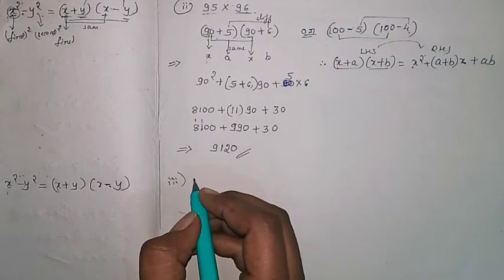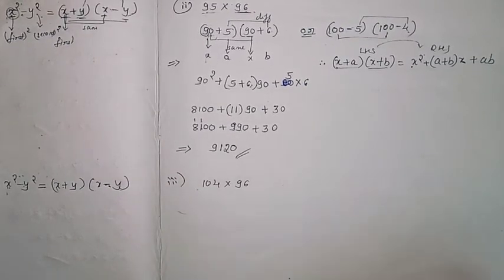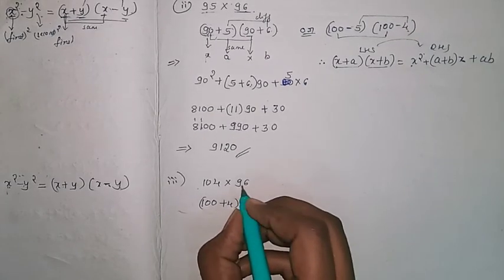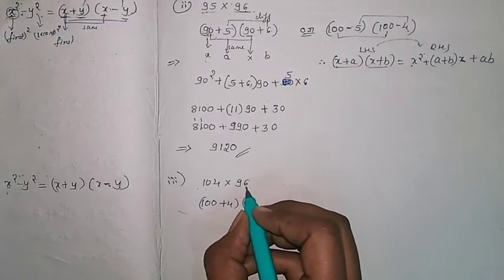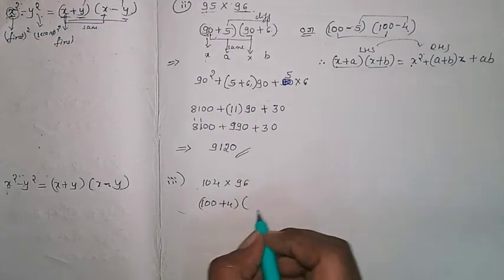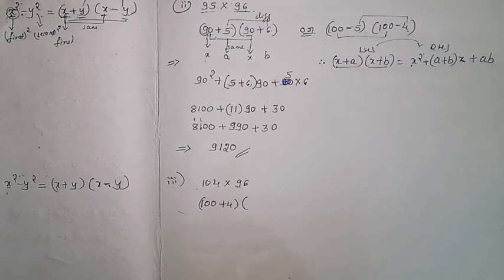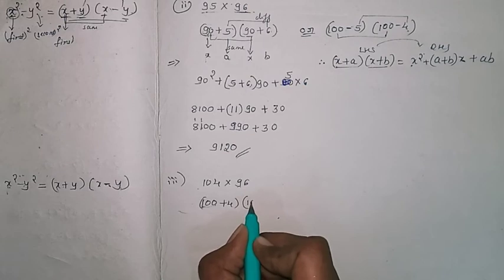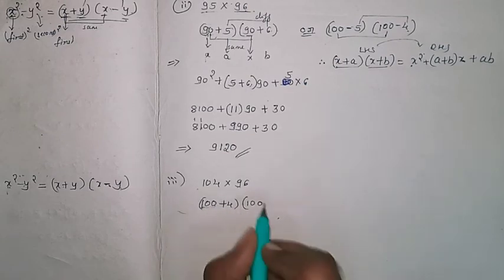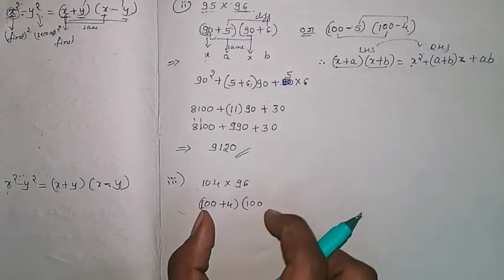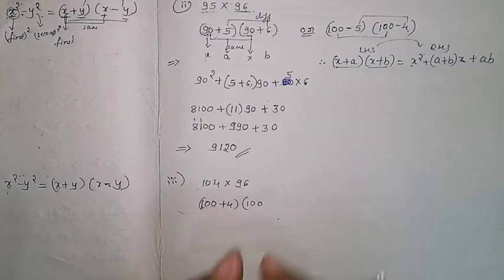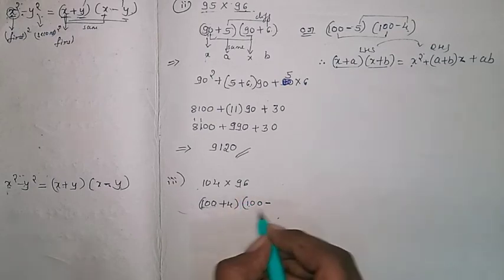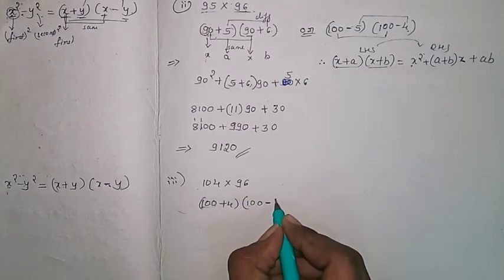In the third one, 104 into 96. Now you can adjust 100 plus 4 in the bracket. This is 90 plus 6. If you did it here, you would make a mistake, because as you have adjusted here it is 100, that means it must and should be 100. As I told you, you should take care that the first term is the same. So now for 96 I have to subtract, so 100 plus 4, 100 minus 4.